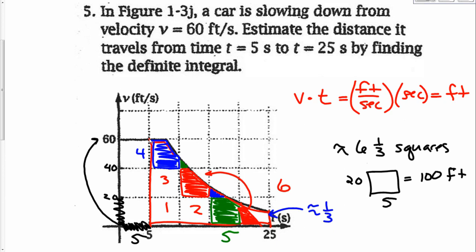I have approximately 6 1/3 squares, which means I think that the distance is approximately 633 feet. And that is the end of this video lesson on Problem 5.